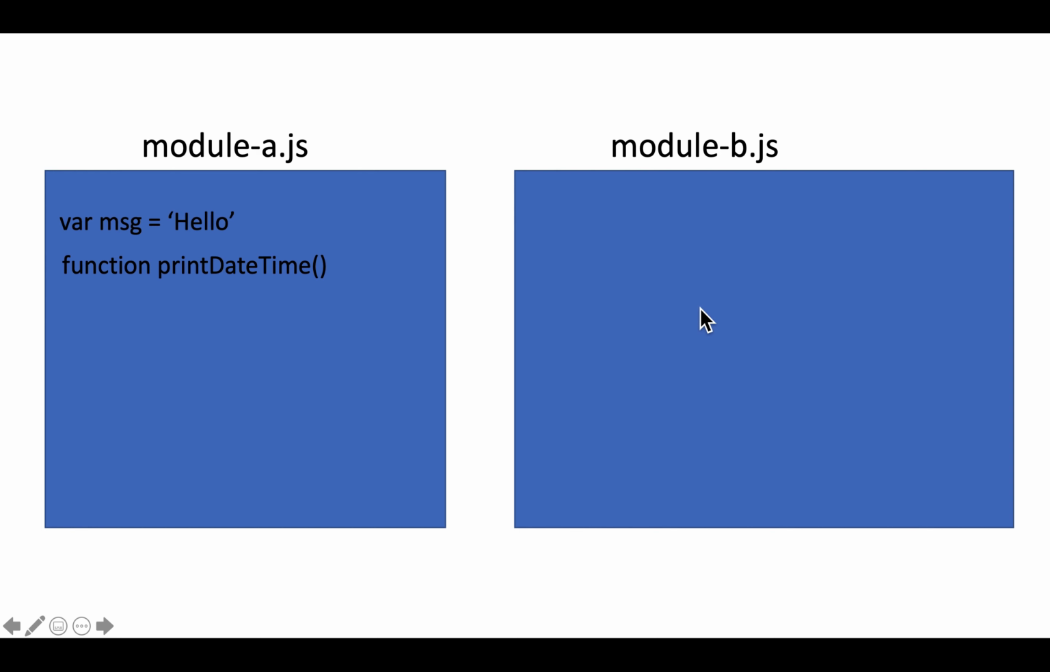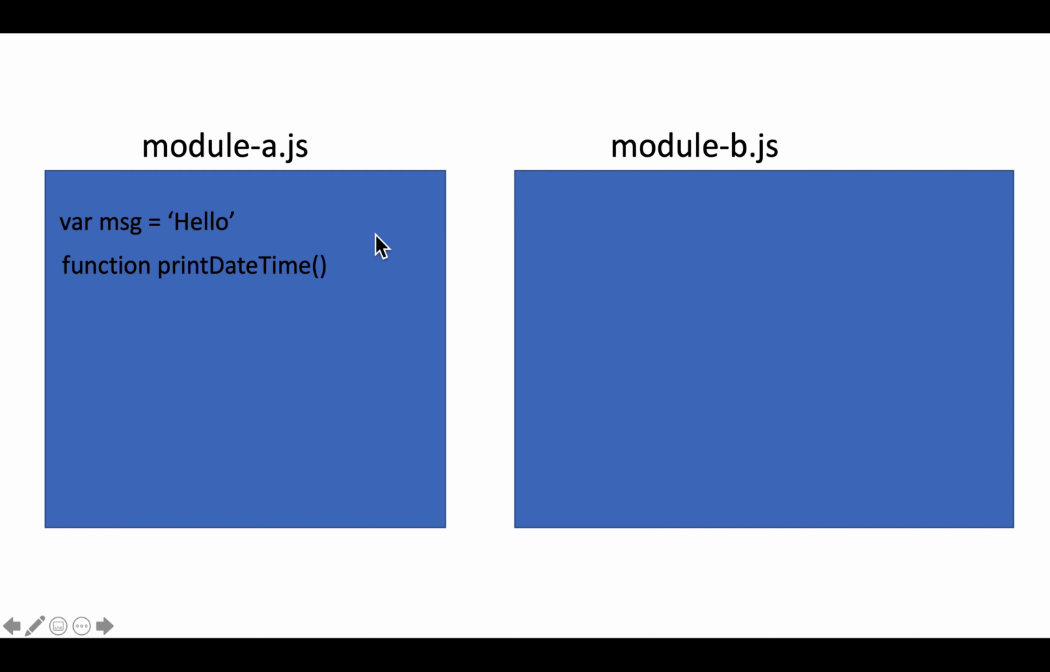As I mentioned before, I'm going to create 2 modules. Based on the convention of Node.js, every module is defined in one file, so there are 2 files, module-a.js and module-b.js. In module-a.js, there are 2 members. One is a variable, one is a function. By default, those 2 members cannot be used in a different module. They can only be used in their current context.